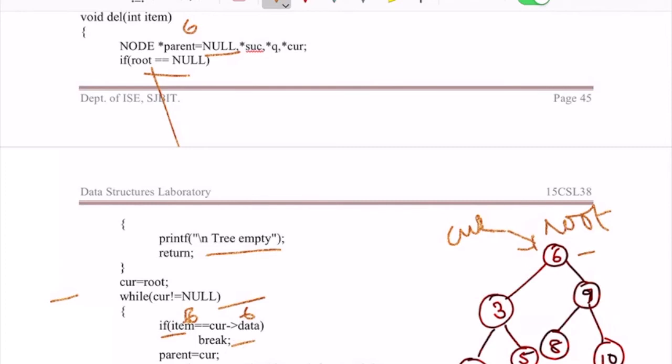If you don't find it, let us say you are looking for any other item, depending on the value you are going to either move towards right or move towards left, depending on if it is smaller or greater. As you can see here, if the item is smaller, you move towards left. If the item is greater, you move towards right. You are using a ternary operator to do the same. This code is just to find the node which contains the data or the element that needs to be deleted.